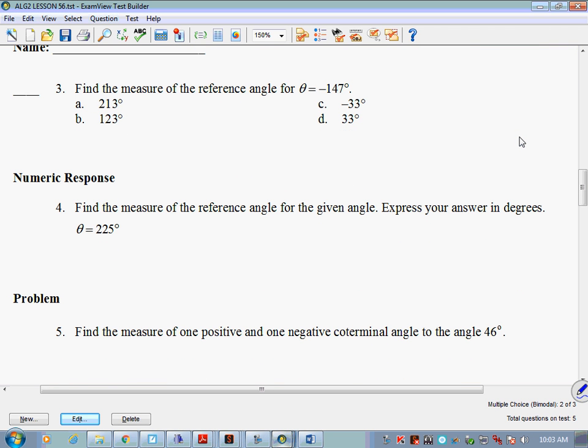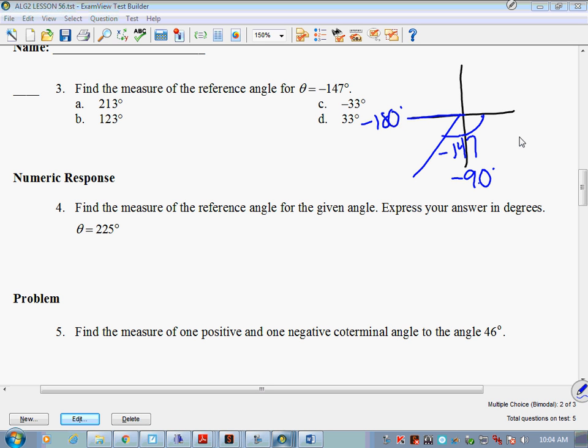All right? Find the measure of the reference angle for theta if it's a negative 147 degrees. Okay? So, am I going clockwise or counterclockwise? Clockwise. All right, so I'm going this way. That's how many degrees? Negative 90, right? How many degrees is this line right here? Negative 180. So I am between negative 90 and negative 180 degrees, right? Okay, so I should get a line there. This is going to be negative 147 degrees.